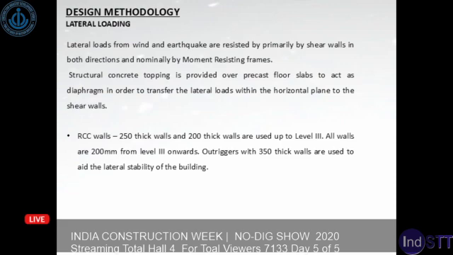The lateral loads from wind and earthquake are resisted primarily by shear walls in both directions and nominally by moment resisting frames. Structural concrete topping is provided over precast floor slabs to act as a diaphragm in order to transfer the lateral loads within the horizontal plane to the shear wall. The RCC walls are 250 thick and 200 thick up to level 3, and 200 thick from level 3 onwards. There are some outriggers provided on the perimeter for stability. They are 350 thick.